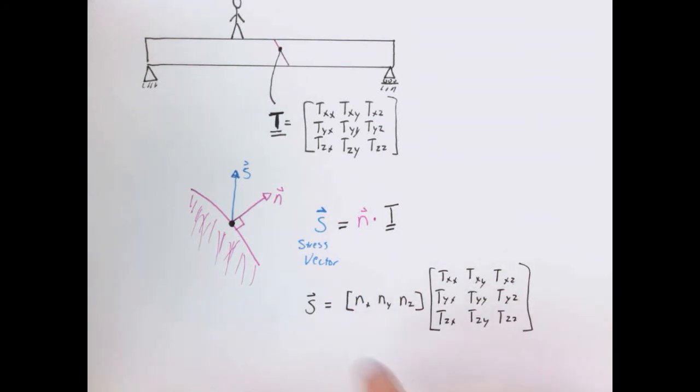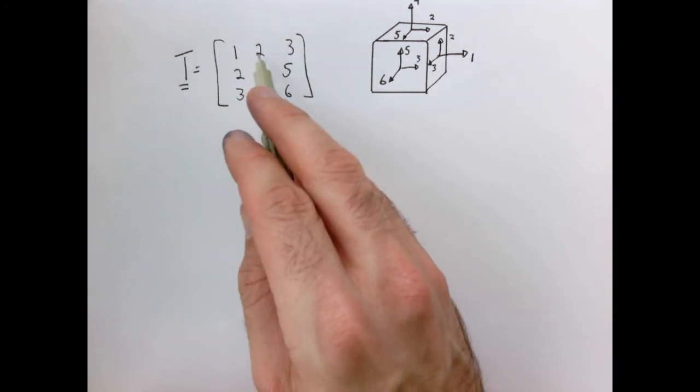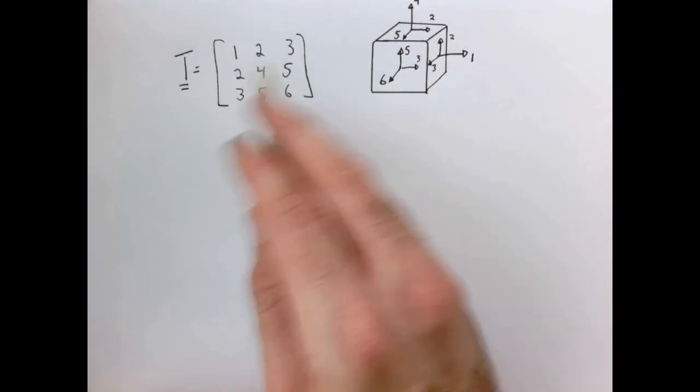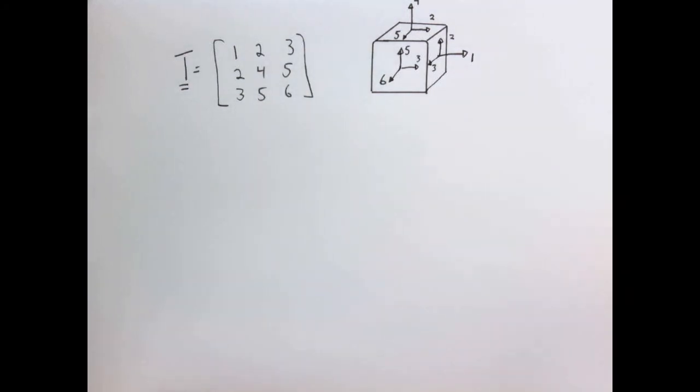So let's work an example with some numbers just to make sure we understand how to do this operation here. Now let's do an example where by magic I know my stress tensor and it has the values 1, 2, 3, 4, 5, 6. You'll notice that I've structured this in a particular way where I repeated the 2 here, the 3 here, and the 5 here. This is what we call a symmetric matrix, because if I interchange the rows and columns, I get the same result.